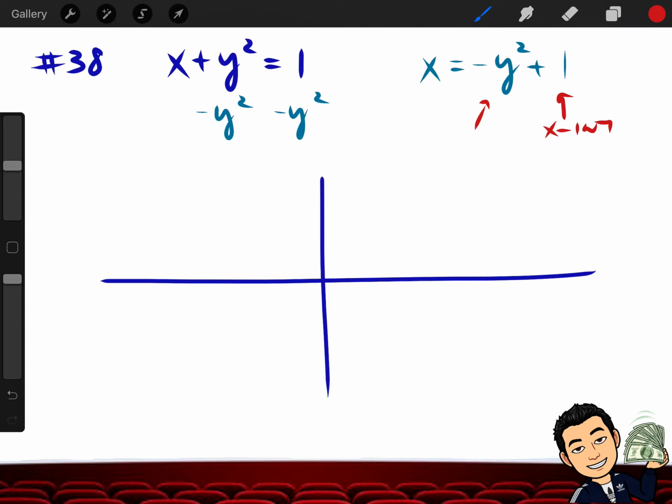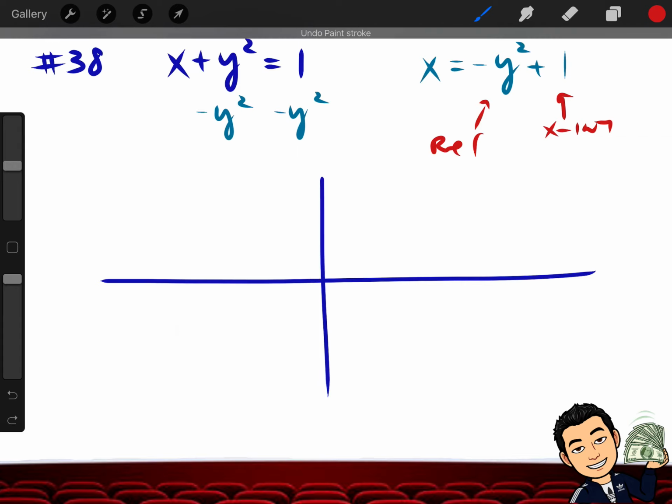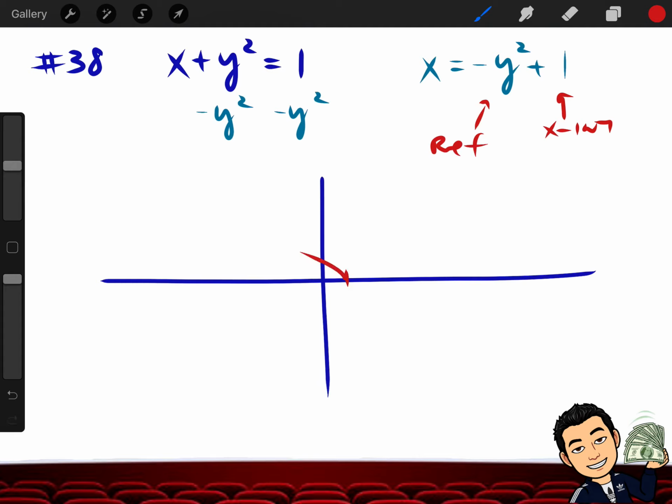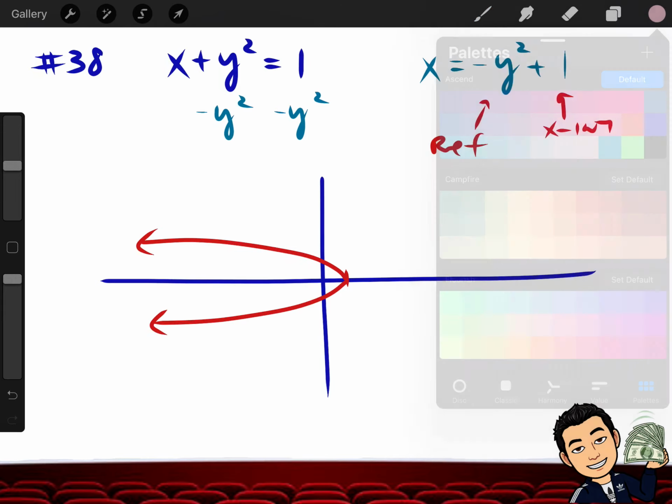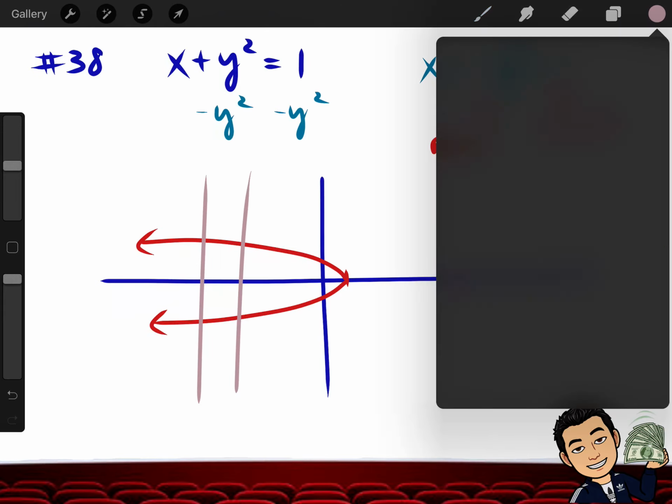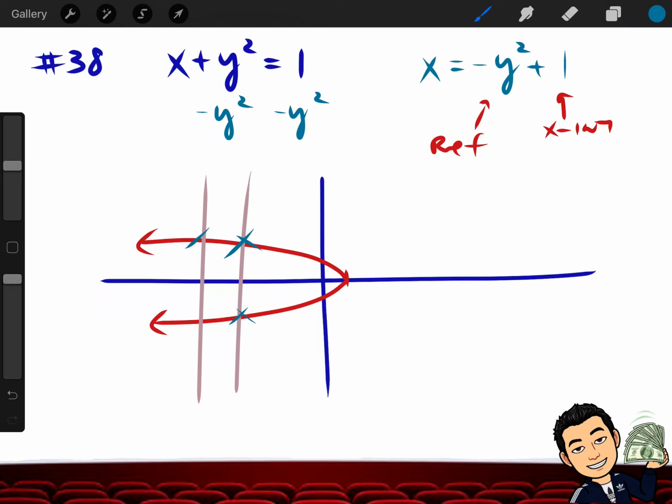So the way to do it, you gotta reflect first. It's gonna look something like that. And for the x-intercept, move towards the right by 1. So it's gonna look like this. If you put the vertical lines, you're gonna see that, oh, I have 2 points of intersection. So not a function. All right, so let's move on to the next one.